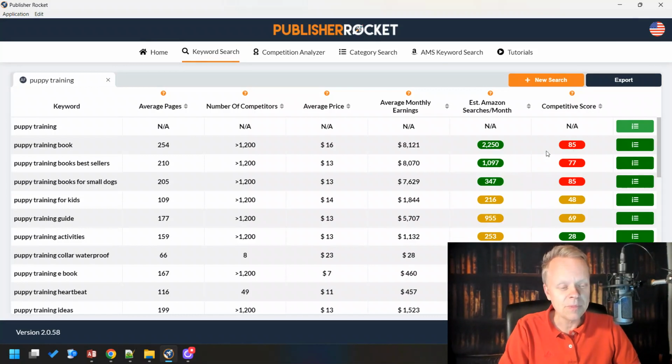So if I see a green and a red, that is not good. I don't care how many searches are being done a month. If there's too many books in the category, your book's not going to show up on the first page. All right, does that make sense? So yellow and yellow may be the best we can do, but here we go. Look at this, a yellow and a green. Here we go. Puppy training activities. Perfect.